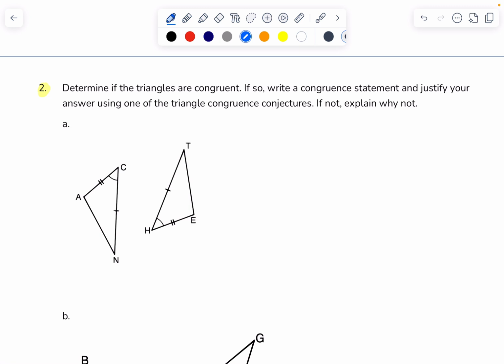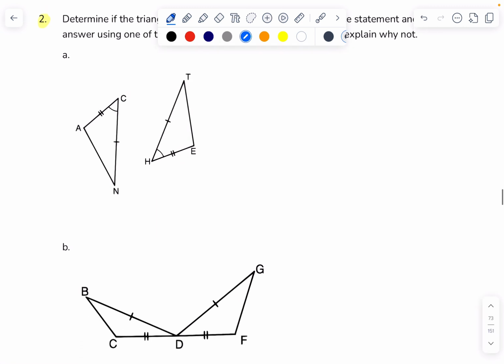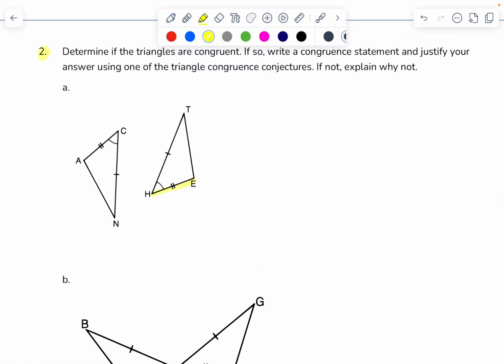So, here's number 2, part A. And our very first question we're given is these two triangles, ACN and THE. Our goal is to figure out whether they are congruent or not. Let's look. I see 2 congruent lines here from HE and AC. I see 2 more congruent lines, HT and CN. And then lastly, they both have an angle in between them. So are these triangles congruent? Yes, they are. How do I know?